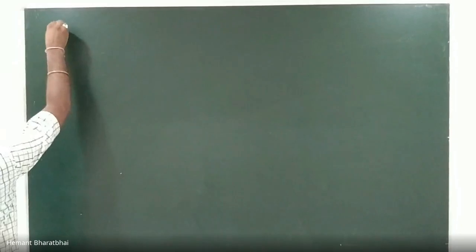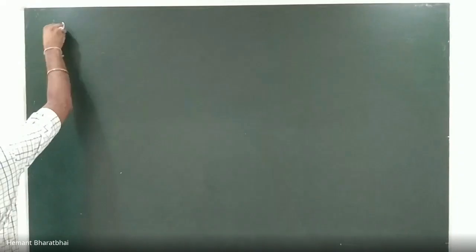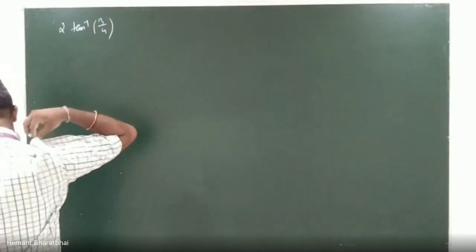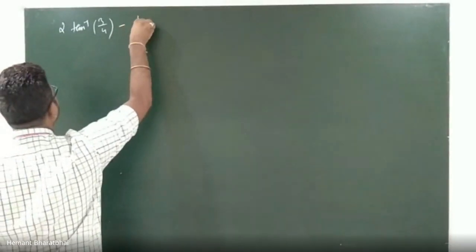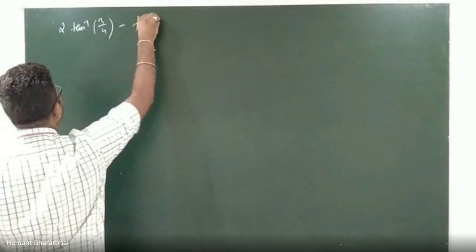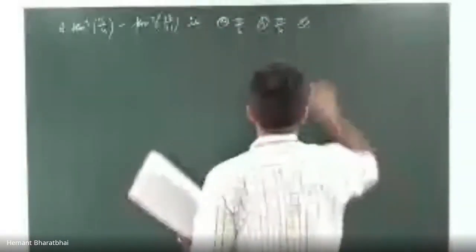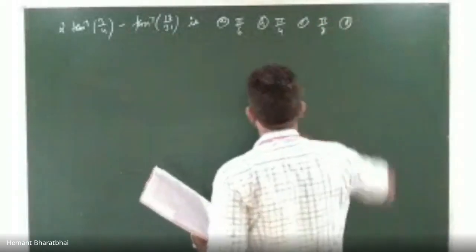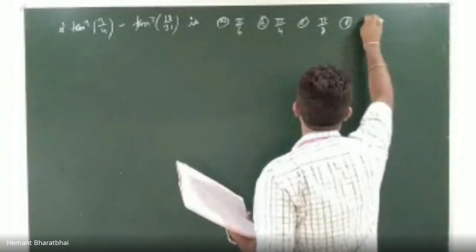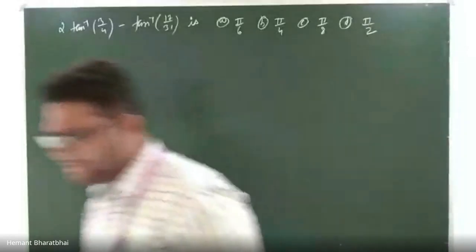Let's do the next numerical. This has come in 2011. 2 tan inverse of 3 by 4 minus tan inverse of 17 by 31 is equal to: option number A, pi by 6; option number B, pi by 4; option number C, pi by 8; and option number D, pi by 2.